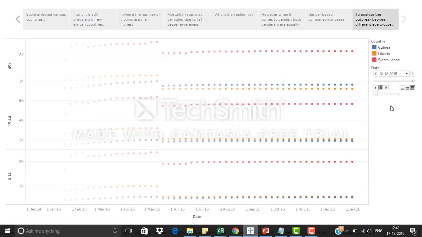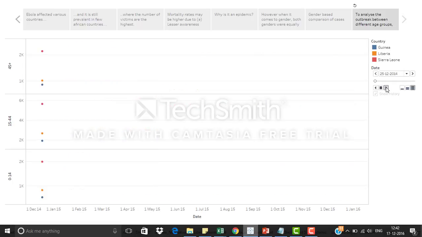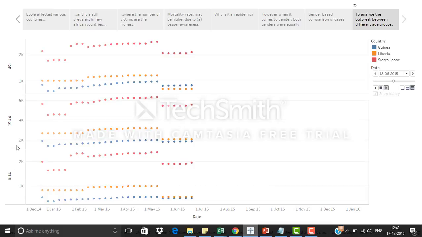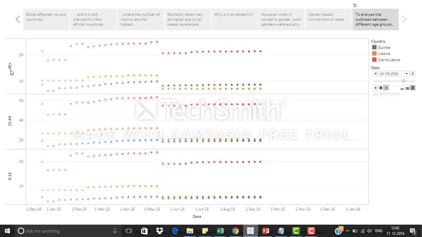And finally, we visualize the effect of Ebola between different age groups of the population. So we divide the population into 3 standard age groups. First is the age group of 0 to 14. Second is the 15 to 44 age group, which is the labor group. And finally, the senior population with age of 45 and more.